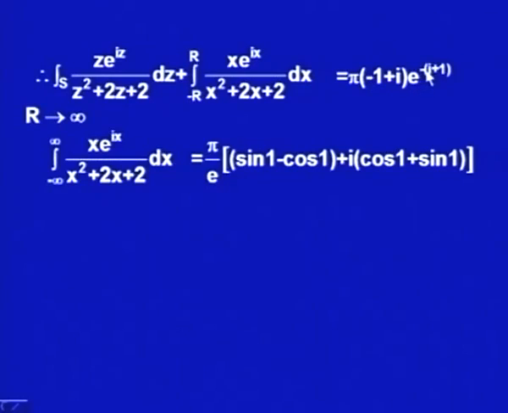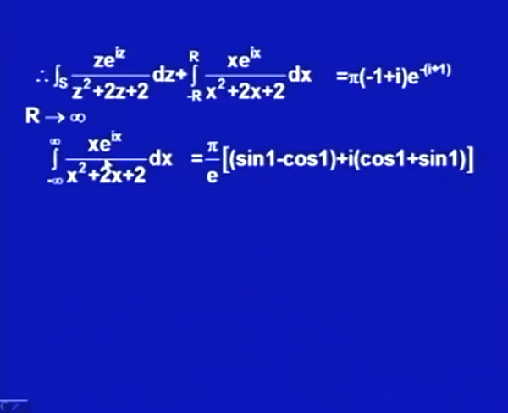Then e^(−i) we could write as cos 1 minus i sin 1. So I would get (−1 + i) into (cos 1 − i sin 1). Write this real and imaginary part separately after multiplication. It gave me sin 1 minus cos 1 plus i times (cos 1 plus sin 1).